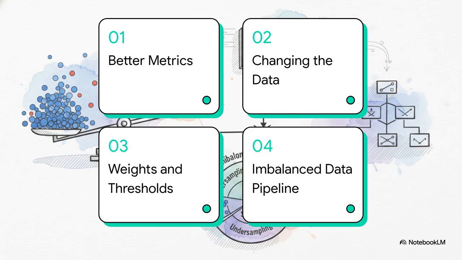So how do we actually fix this? Well, here is our roadmap for today. First, better metrics for rare events. Second, changing the data with SMOTE. Third, changing rules with weights and thresholds. And finally, putting it together in the imbalanced data pipeline.